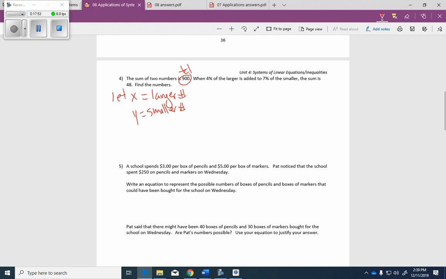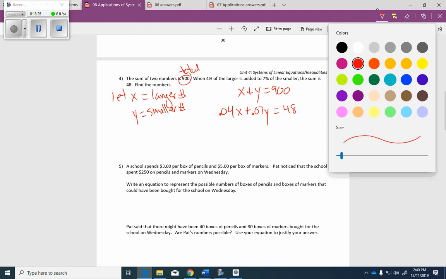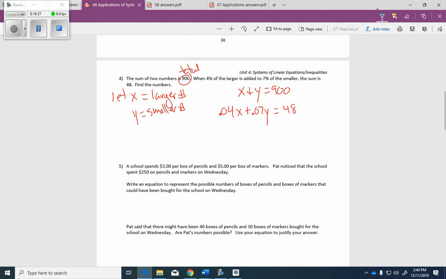This is a total, and the sum is x plus y. The sum of two numbers is 900. It's an equal sign. And then remember, with our percentages, we have to change them to decimals. So 4% of the larger is really 0.04, and I called x my larger, is added to 7%, 0.07 of the smaller. The sum is 48. We have to find those numbers. You could do this by either substitution or elimination. I'm going to subtract x from both sides and do substitution.